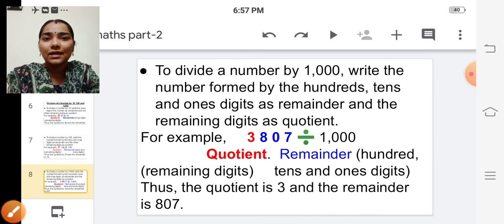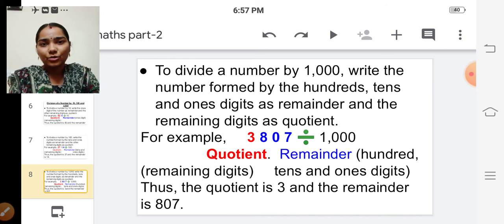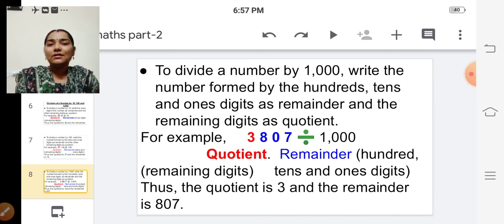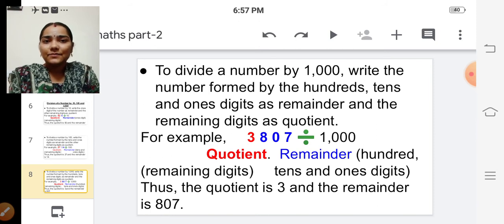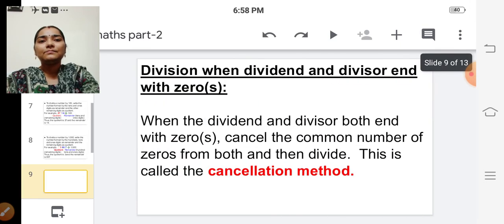Yes. If the divisor is 10, then the ones digit will be the remainder, and the remaining digits will be the quotient. If the divisor is 100, then the number formed by the tens and ones digits will be the remainder and the remaining digits will be the quotient. If the divisor is 1000, then the number formed by the hundreds, tens and ones will be the remainder and the remaining digits will be the quotient. So we need not divide. We can straight away write the answer. Is it clear, children? Yes. So shall we move on to the next one?